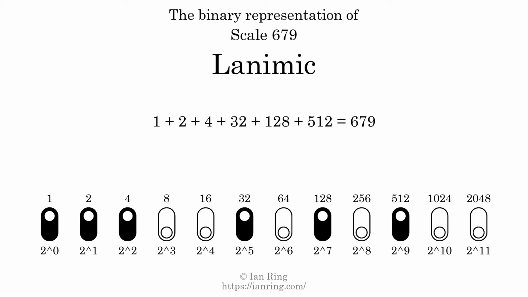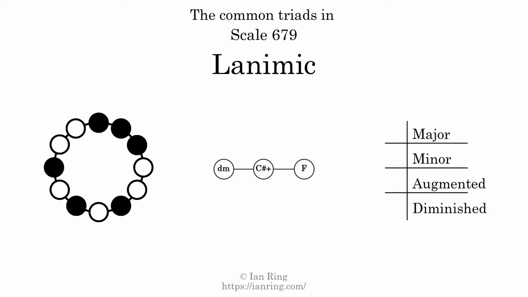The scale number not only enumerates the scale with a unique index, but it also literally describes the tonal content of the scale. Represented as a binary number in base 2, the scale number is 001010100111. Here are the common triads present in this scale.